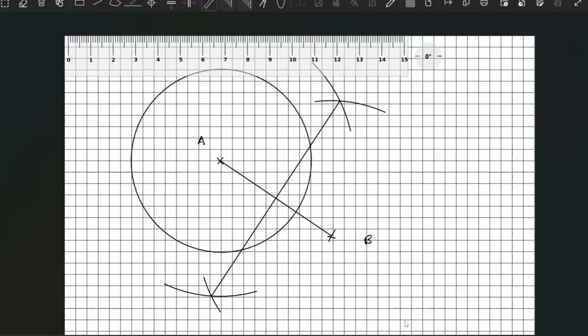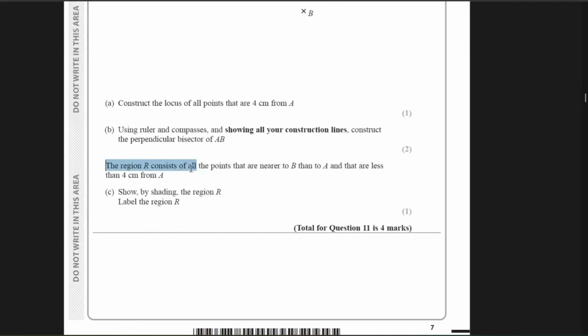Okay, let's look at the next question. The region R consists of all the points that are nearer to B than to A and that are less than 4 centimeters from A. Question C, show by shading the region R. Label the region R. So we need to shade the region R. What is the region R? It says the region R consists of all the points that are nearer to B than A and that are less than 4 centimeters from A.